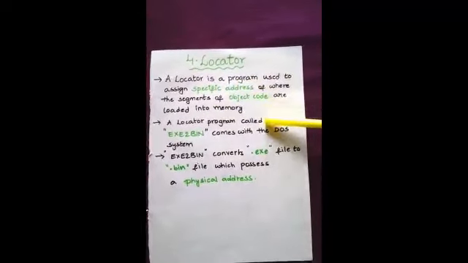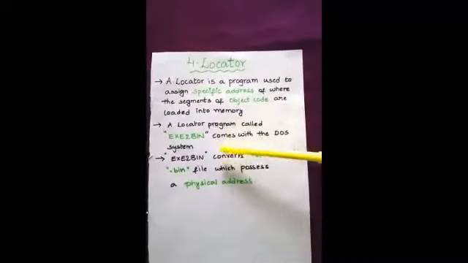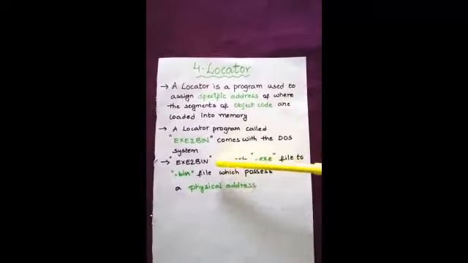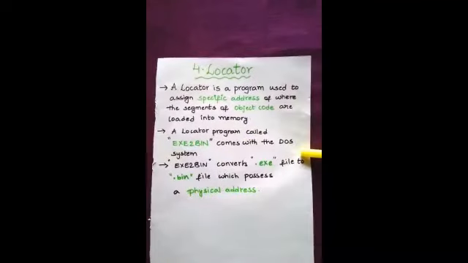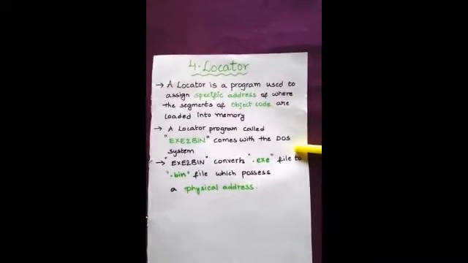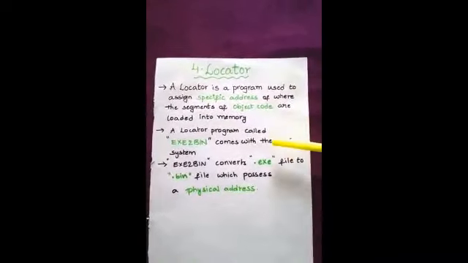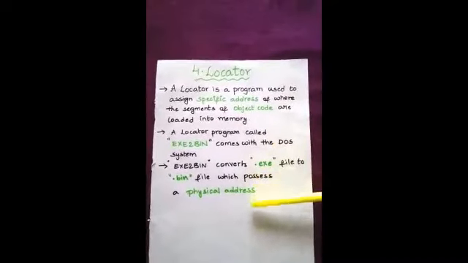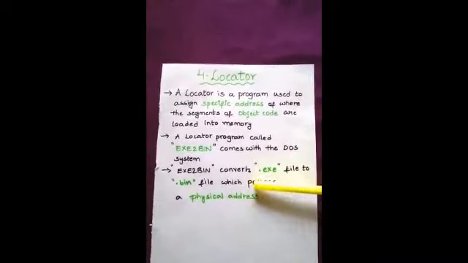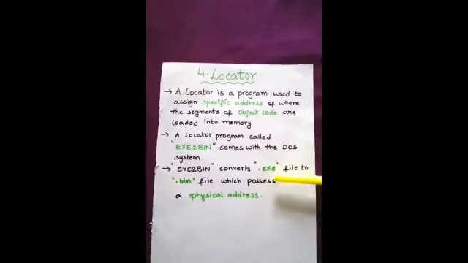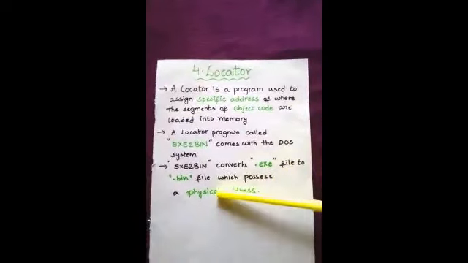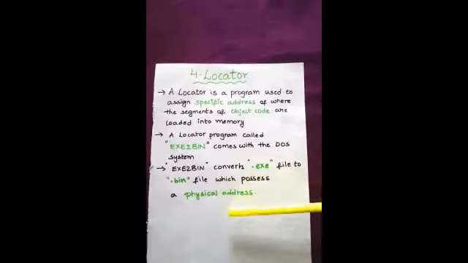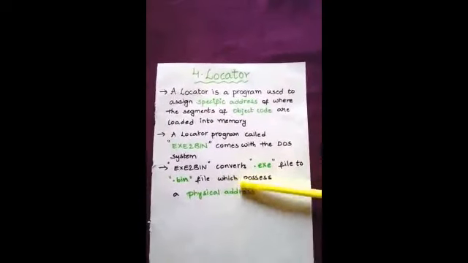A locator program called exe2bin, that means execute to bin, comes with the disk operating system file, that is, the DOS file. Now, what is the purpose of this exe2bin? It converts the .exe file which is seen in the linker before to the .bin file which possesses a physical address.